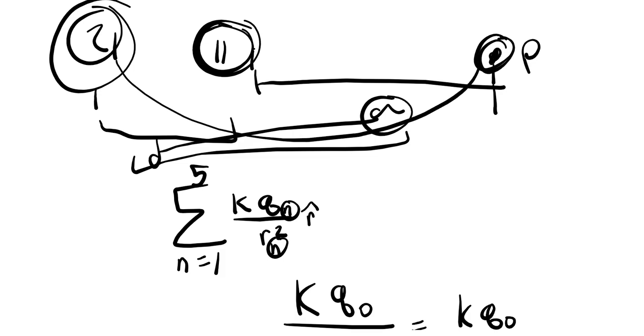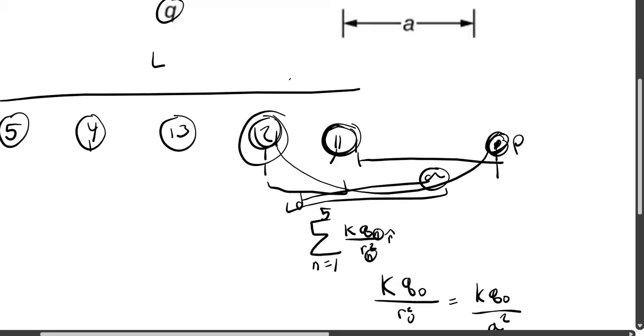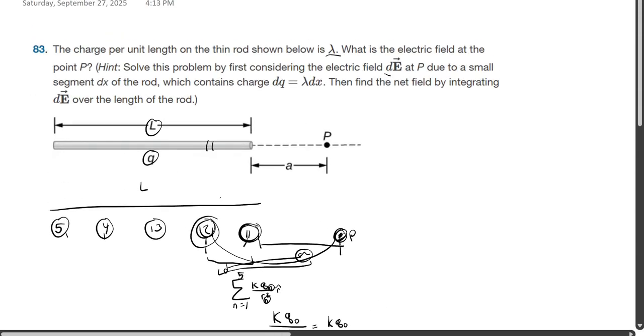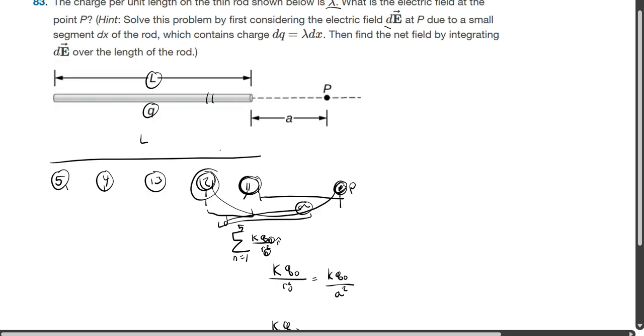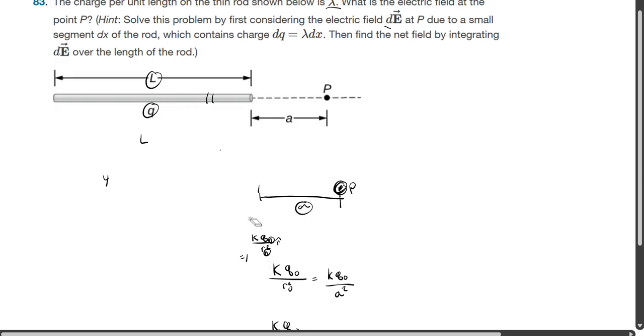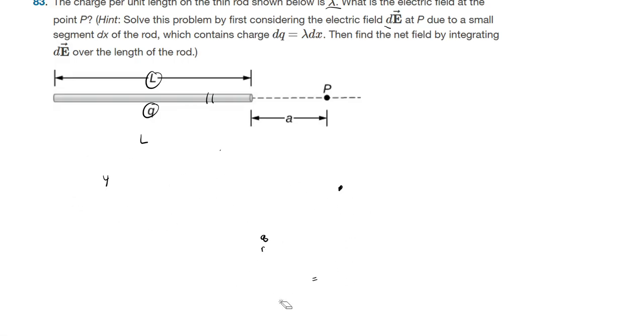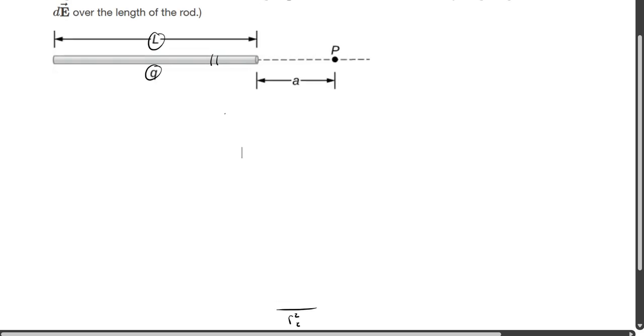Because really, what am I asking? I'm asking for the electric field due to this point on this charge, and I'm doing that from this point to this point, this point, this point, and this point. So I'm adding up a bunch of electric fields for 5 different points. Well, that's not literally what I'm doing when we look at this problem, because you can think of it as an infinite amount of infinitesimally slim sections of this rod.